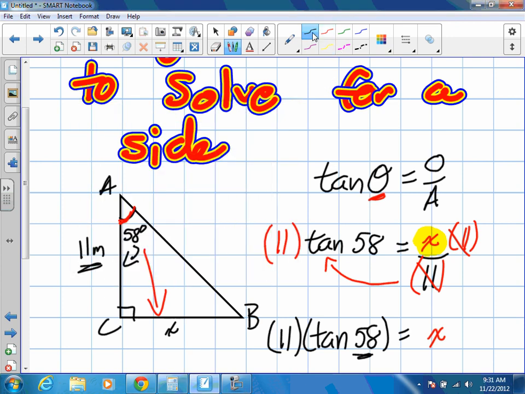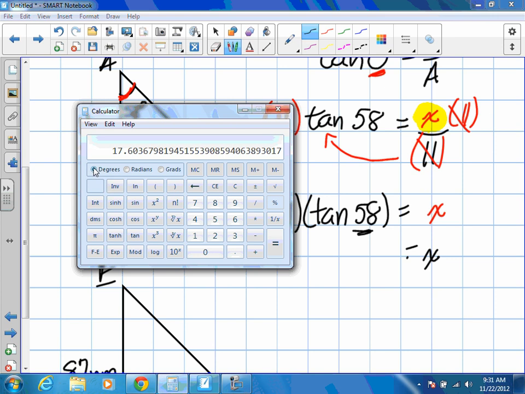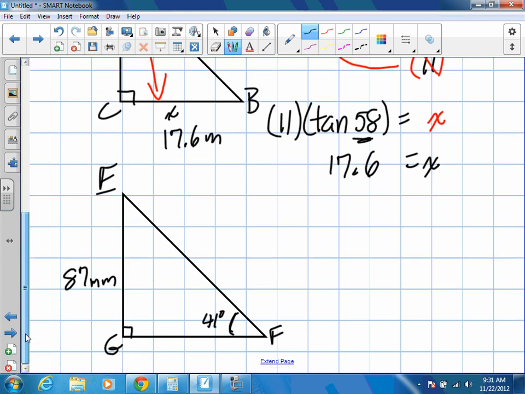I got 17.6. Make sure, and that's a very good point, it's very important, that your calculator is in degrees. It either says D, or DRG, or DEG on your calculator. That means degrees. If you have something that says radians or gradients, so RAD or GRAD, that's the wrong mode. You have to change your mode to degrees because we are working in degrees right now. So again, we get 17.6, so this side here is 17.6 meters long. Great. We solved one. Let's do another one.